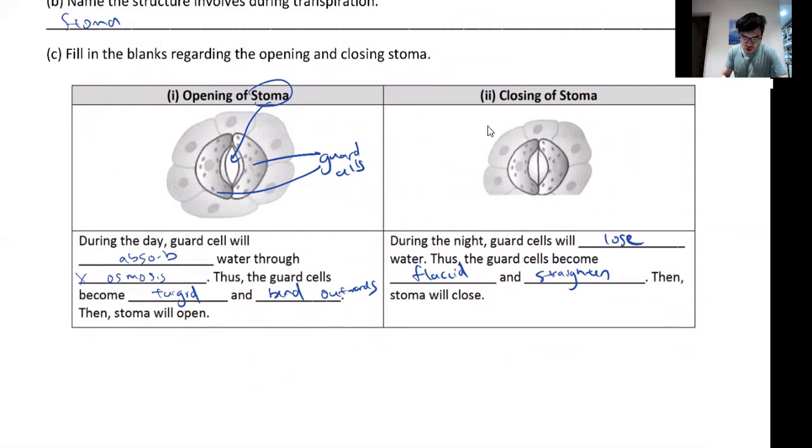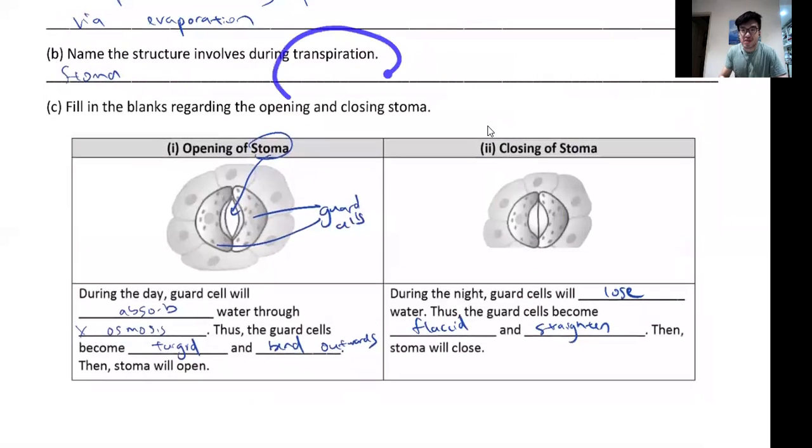Okay, so in the morning they will open. At night they will close. And this is also very important. Transpiration is more important than you think. It's not only important for the plant, it's also very important for the environment. Because when plants lose water to the surrounding, the temperature will drop. The surrounding becomes cooler. Have you realized something?